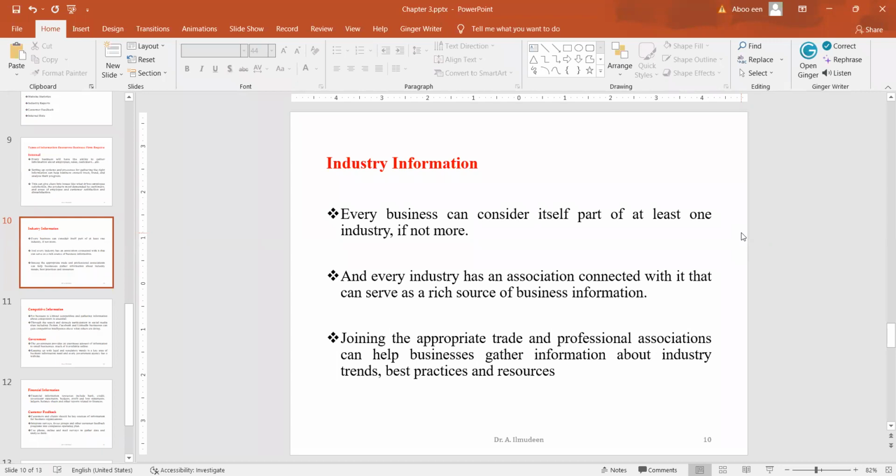Competitor information. We can calculate higher profit margins for the organization. Okay. Any other? To increase the productivity. Okay.